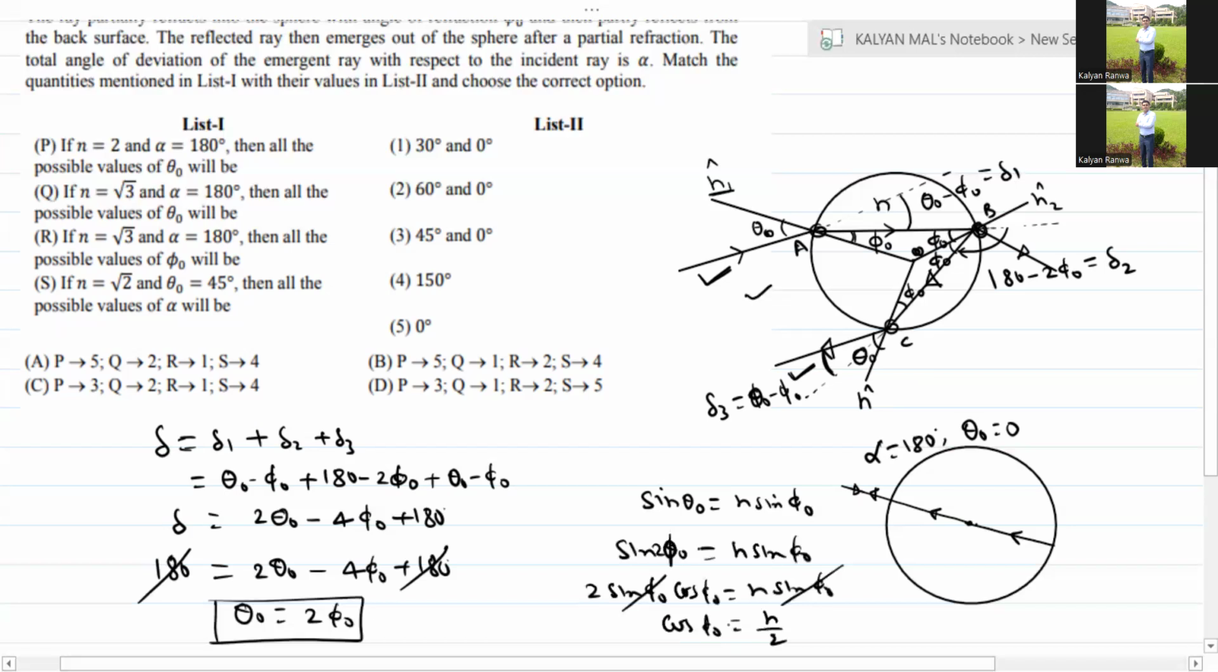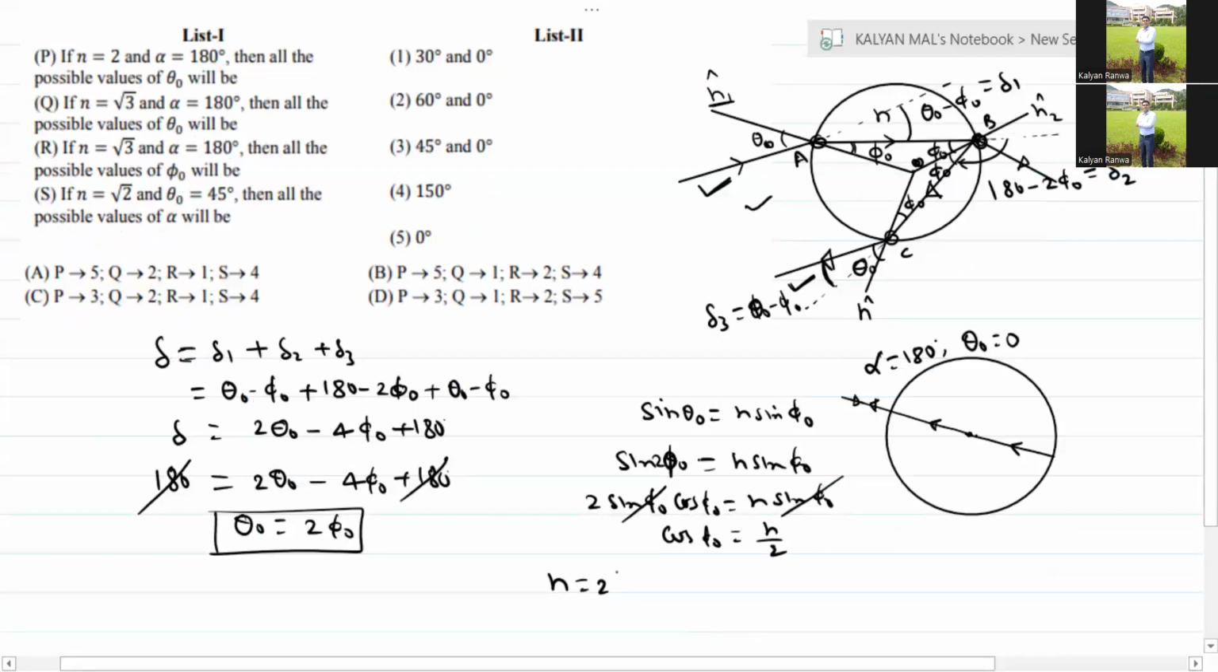Okay. So in the first option, first, second, and third, in all the options, the angle of deviation was given already. That is 180 degree. Then we will put the value of n. If n equals 2, as is given in option A, option P is given. So cos phi naught equals 2 divided by 2, and it is only possible when phi naught equals 0 degree.